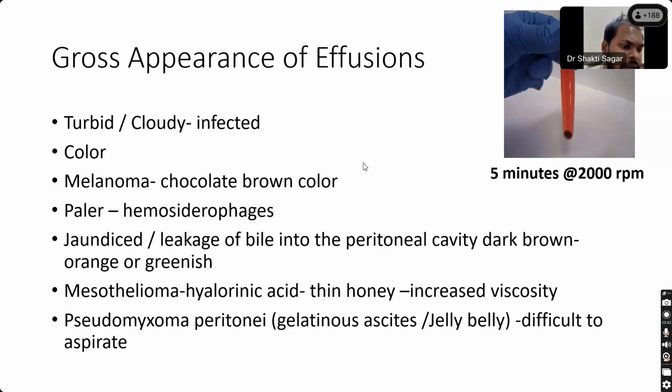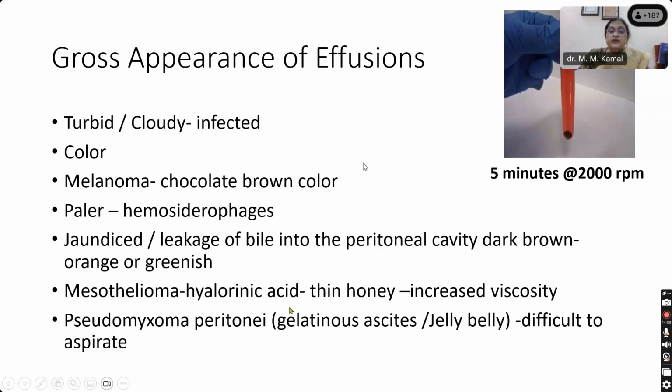How does the fluid look? What is the color? It will be paler, lighter brown, golden brown. That would be the color because of the old lysed blood. If the patient has jaundice, which is a very common situation, or there is leakage of bile, again it will be greenish or dark brown, orange in color.